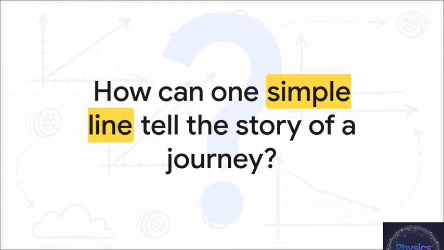And that's really the big question, isn't it? How can one single line on a page tell you everything? Not just where something went, but how fast it was going, whether it was speeding up or slowing down, and even exactly how far it traveled. It's like a whole visual language, and today we're going to learn how to speak it fluently.